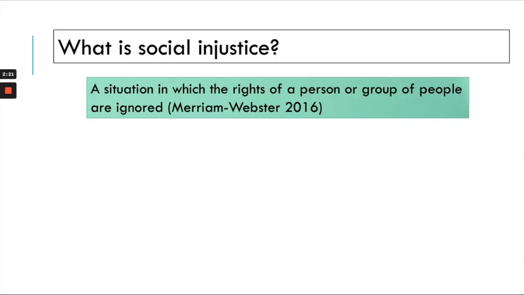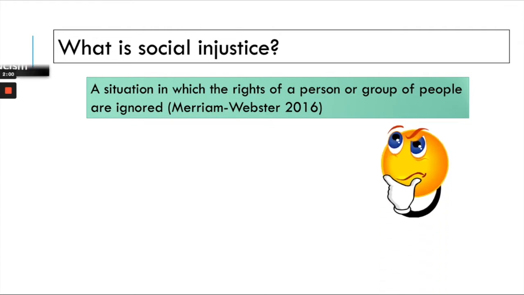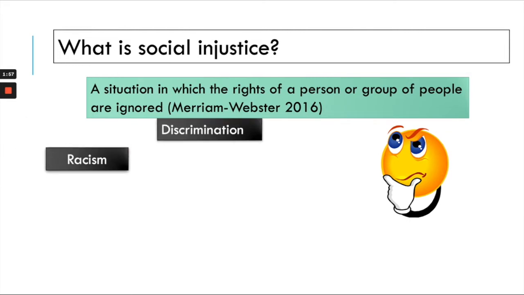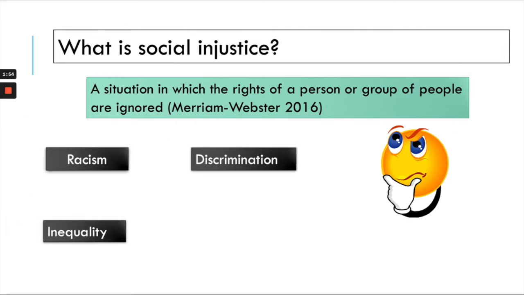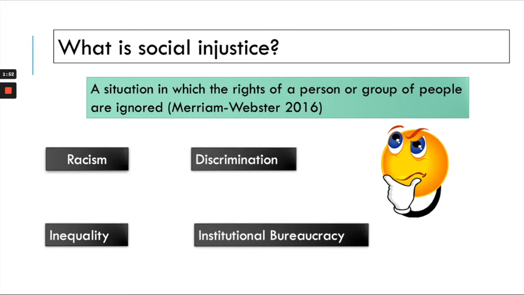Right, so before we move on, let's speak a little bit about social injustice because we have to understand what it is or we won't be able to write about it. So, according to Merriam-Webster 2016, it is a situation in which the rights of a person or group of people are ignored. So what issues are we talking about here? We have racism, discrimination, inequality, institutional bureaucracy, poverty. And I'm sure that you can think of some others. If you can, type them in the comments.